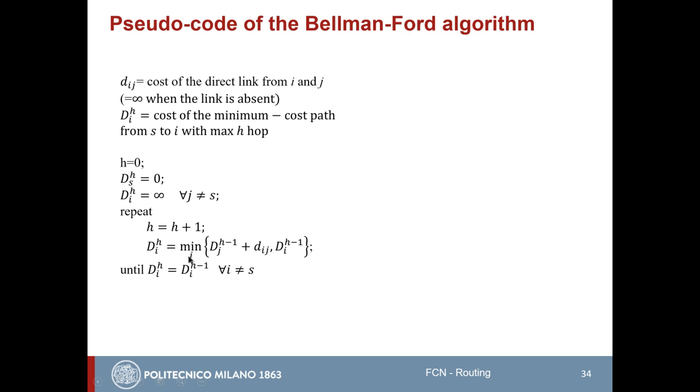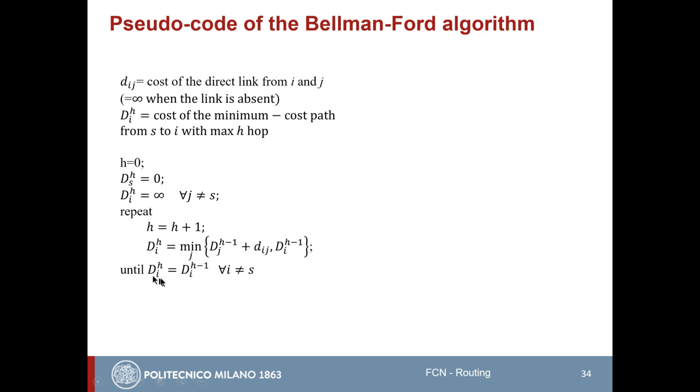This is... no, actually there should be another minimum, and then this minimum should go on the inside of the outer parentheses. I have to correct this expression. However, also if you write it in this way, it's not entirely wrong. The only thing is that you always have to compare this J with the I.